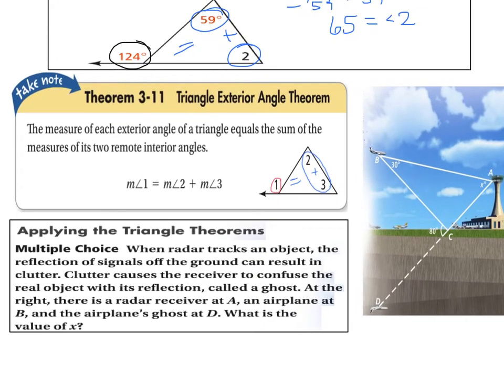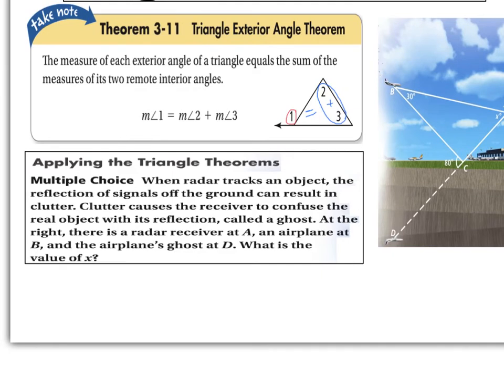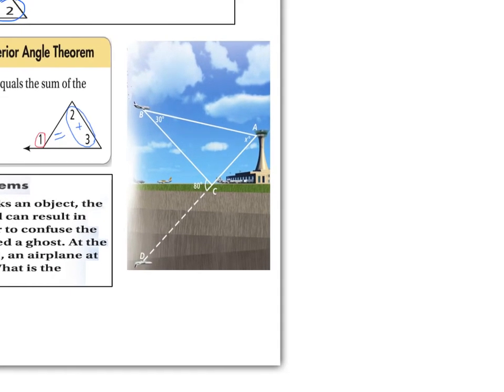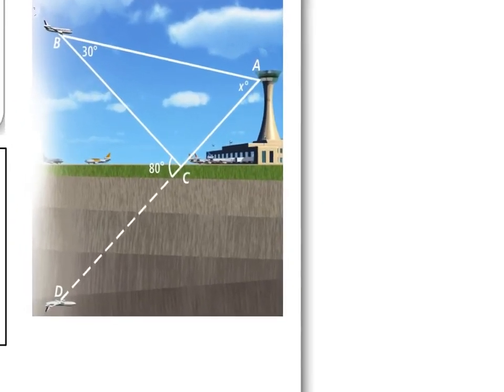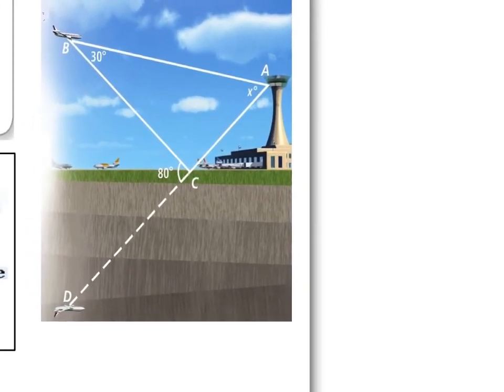Now let's look at the last one. It says, when radar tracks an object, the reflection of signals off the ground can result in clutter. Clutter causes the receiver to confuse the real object with its reflection, called a ghost. At the right, there is a radar receiver at A, an airplane at B, and the airplane's ghost at D. What is the value of X? Let's look at the picture and figure out the degree measure.